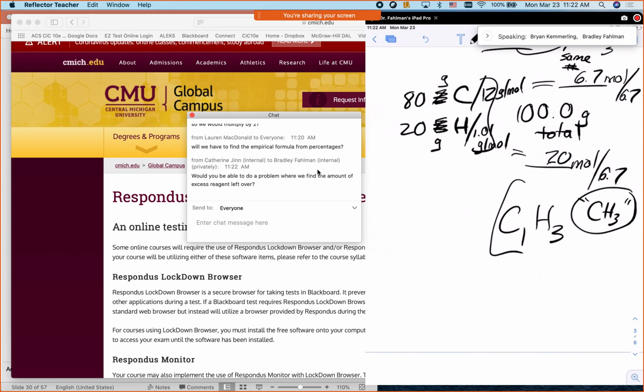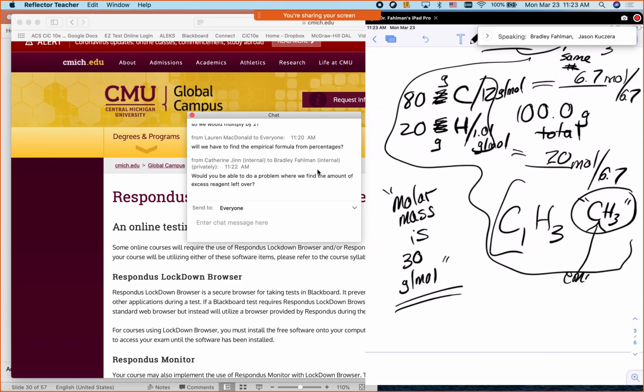The other question that might be asked is empirical versus molecular formula. It might say that the molar mass is 30 grams per mole in the question, so I would have to tell you the molar mass of the whole compound. Then you go through this and figure out that that's the empirical formula. Is this the molecular formula too? So what do you think? You're told the molar mass is 30 grams per mole, and you get this as the empirical.